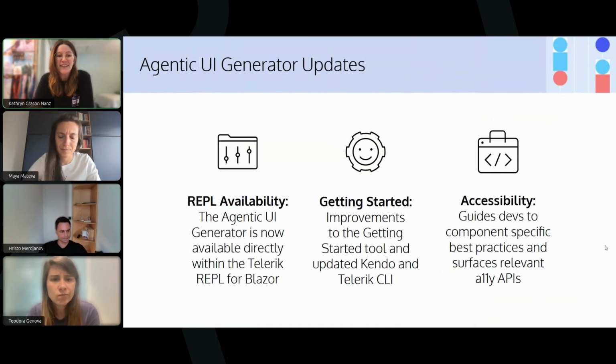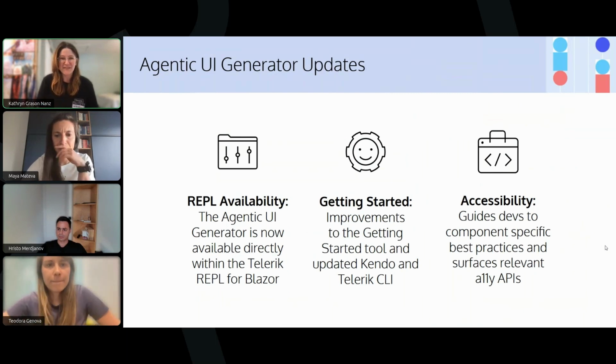The Agentic UI Generator is now available directly within the Telerik REPL for Blazor. So if you're a Blazor user, you can check that out right away. We also made some really fantastic updates to the Kendo and Telerik CLI tool. A thing to note, if you have been using our CLI tool, the command has changed. So you'll definitely want to go check the documentation for that. There's been a swap around in some of the word orders. So if you try to run the old CLI commands, it's not going to work. But I promise the updates are well worth it. We'll talk a little bit more about that further on.